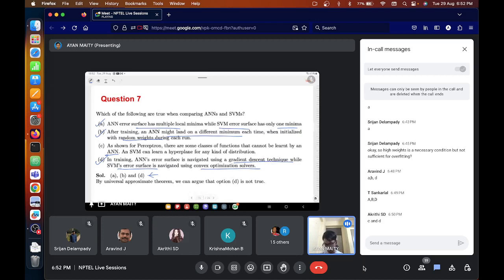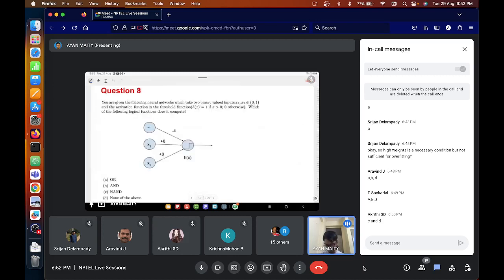Now question 8. You are given the following neural network which takes two binary valued inputs, x1 and x2. Both x1 and x2 take values from 0 and 1, so only 0 and 1 are the possible values. And the activation function is threshold activation, h(x) equals 1 if x is greater than 0 and 0 otherwise. Which of the following logical functions does it compute?